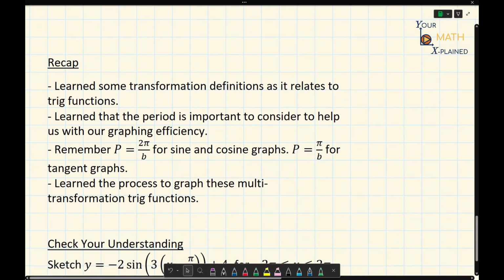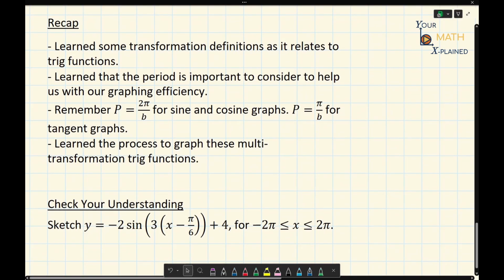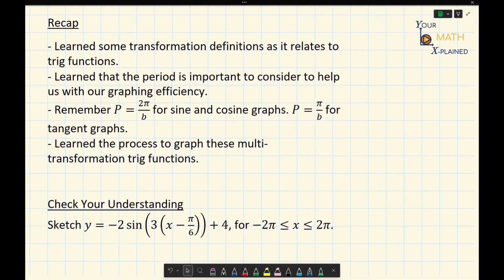And now let's go ahead and do a quick recap of everything that we covered in this video. We learned how to apply transformations to these trig functions. Even though we're using the exact same general form, there were a couple of new terms like amplitude and period, because those are the new terms that relate to trig functions. We learned that the period is important to consider because it helps us with our graphing efficiency. And we can calculate it by taking 2 pi divided by the b-value for sine and cosine graphs, and pi divided by the b-value for tangent graphs. And we learned what process to follow to graph these multi-transformation trig functions easily.